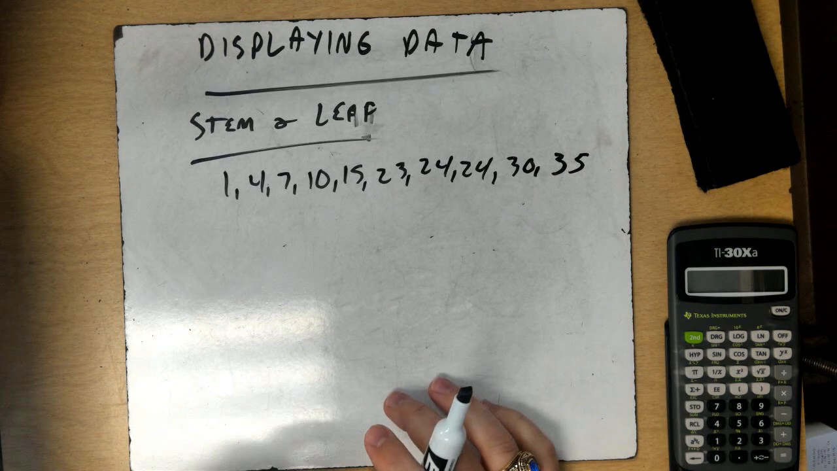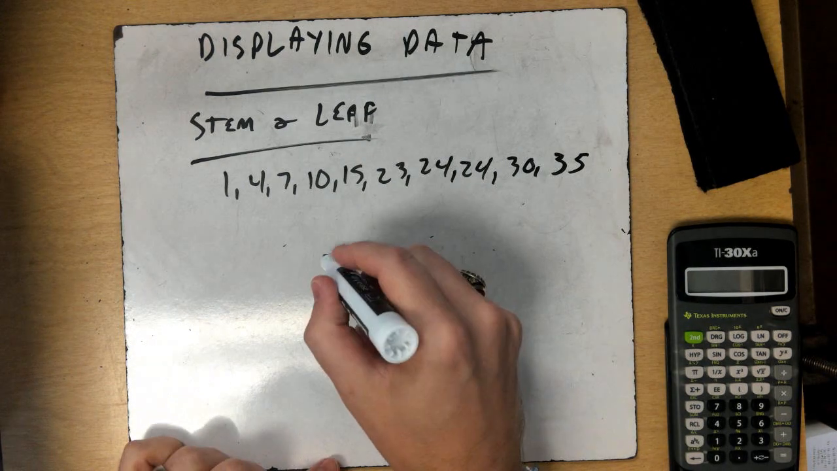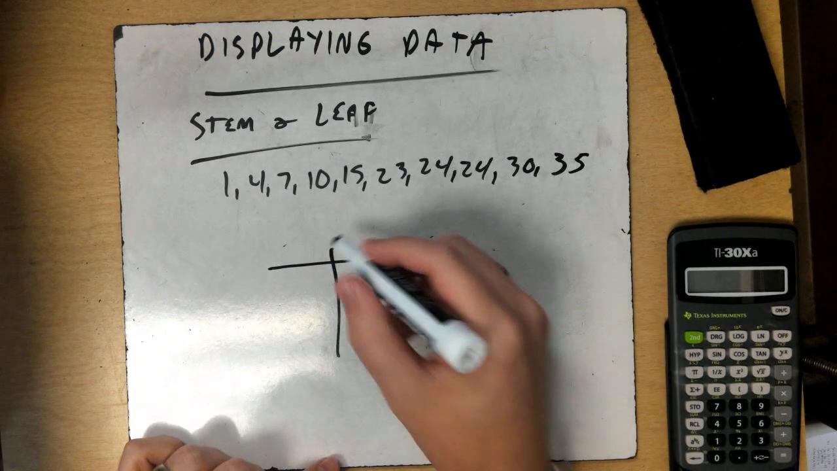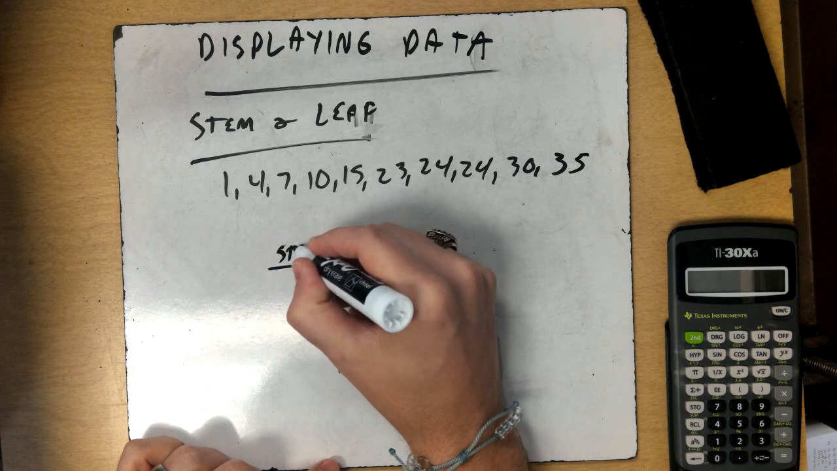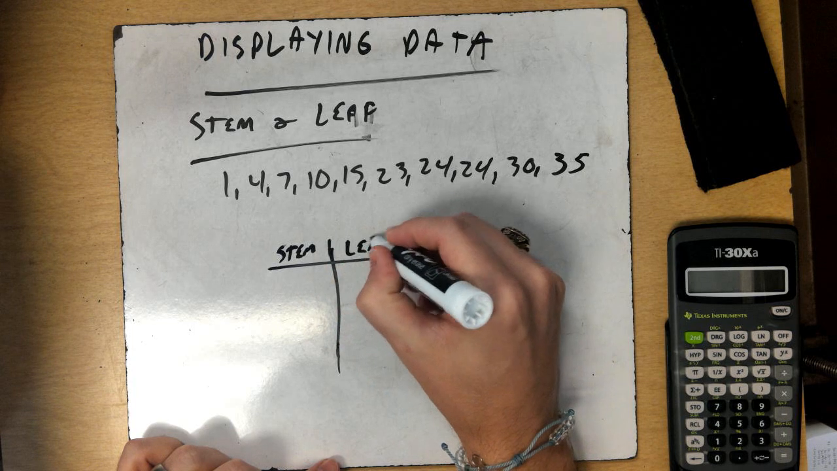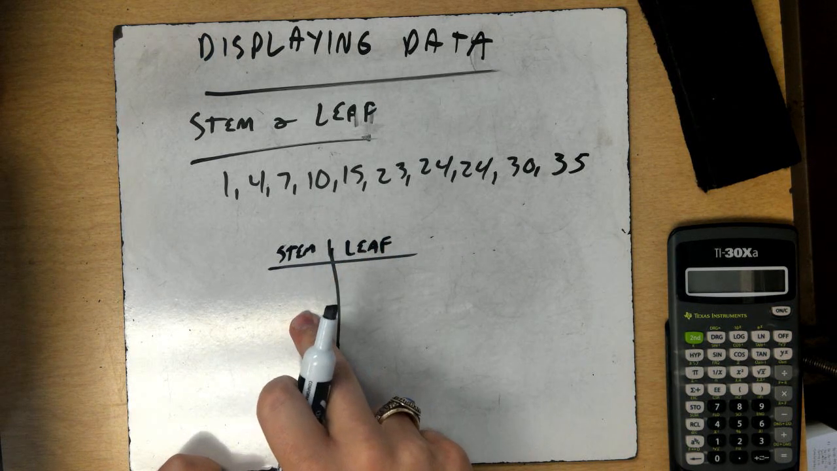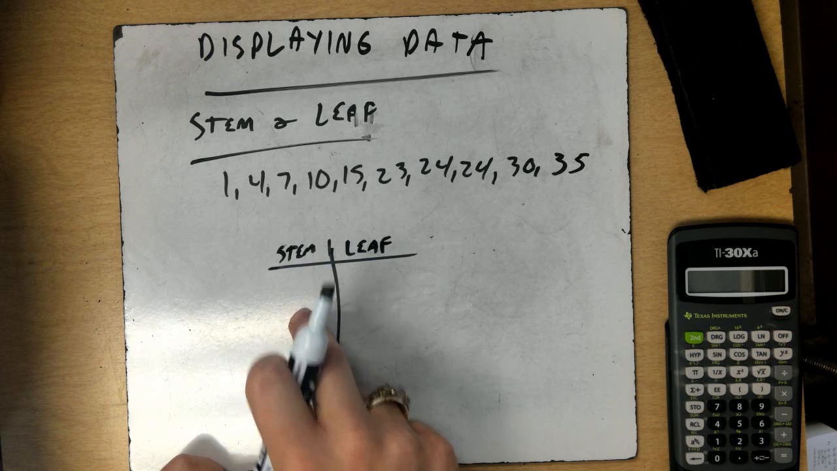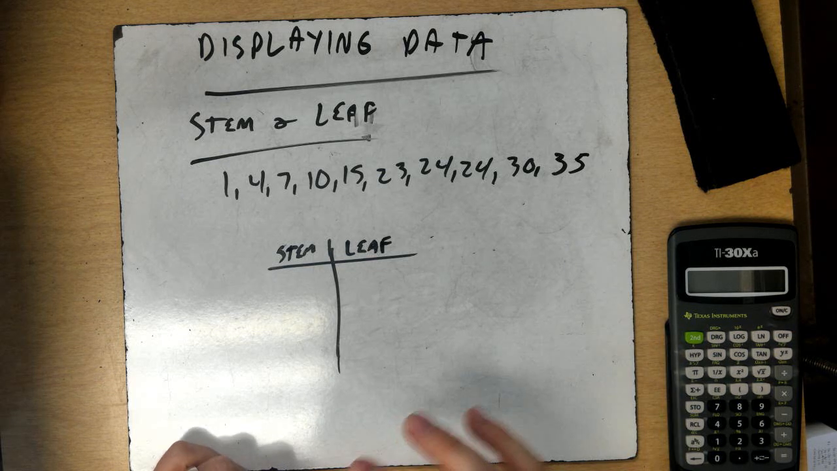Okay, so with stem and leaf, you make a chart, kind of like a T-chart type deal, right? Like this. On this side is your stem, and this side is your leaf. Now your stem is going to be the first digits of each number, and our leaf is going to be the second digits. So stay with me here. That's kind of confusing at first.